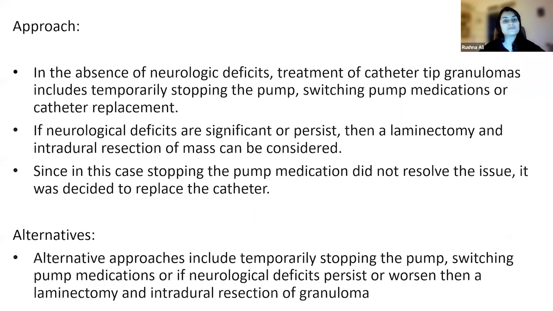So in the absence of neurological deficits, treatment of catheter tip granulomas includes temporarily stopping the pump, switching the pump medications, or a catheter replacement. However, if neurological deficits are significant or persist despite these measures, then a laminectomy and intradural resection of this mass can be considered. Since in this case, stopping the pump medication did not resolve the issue, it was decided to replace the catheter.